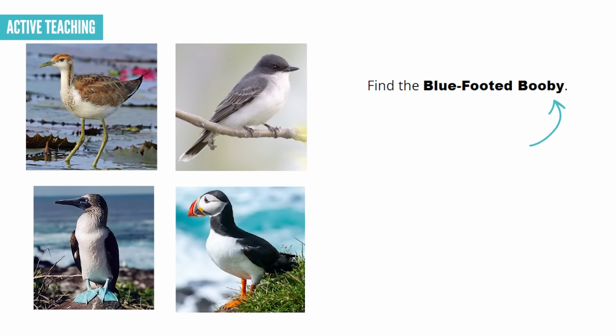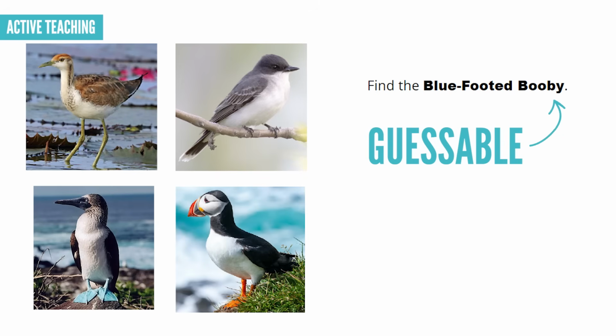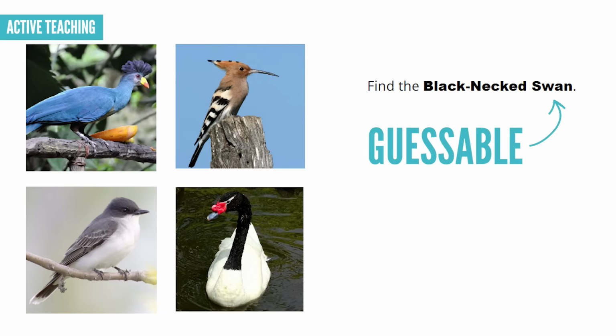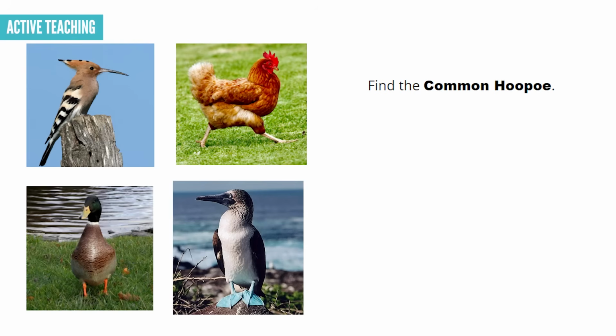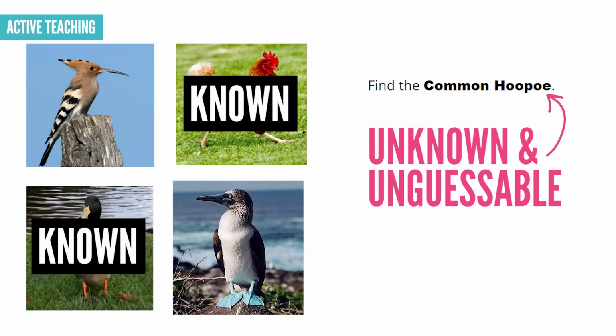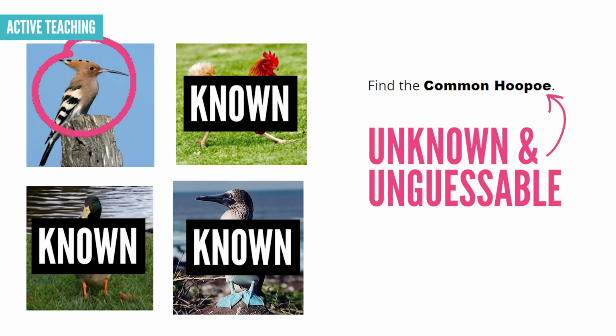Question 3, here there's a bird you don't know, the blue-footed booby, but it's guessable. I've picked my decoys carefully so that there's only one bird with blue feet, so you get it right. Number 4, same thing, black-necked swan. Only one bird with a black neck, so you get that one right. And at the end, the common hoopoe is neither known nor guessable, but I'm pairing him with 2 known birds and one that you've just learned about, so you get this one right as well.